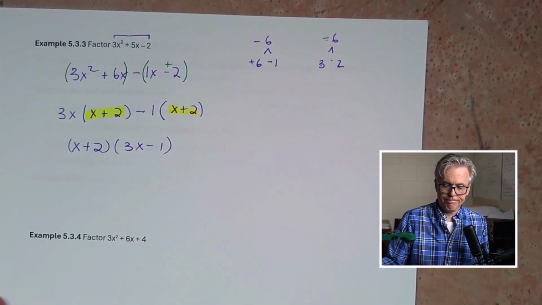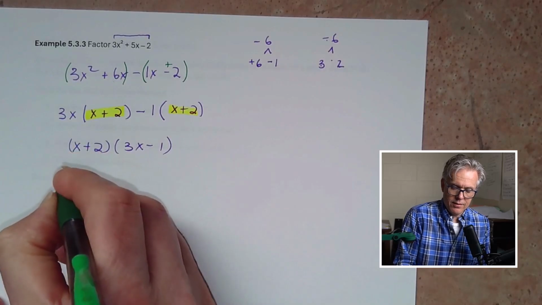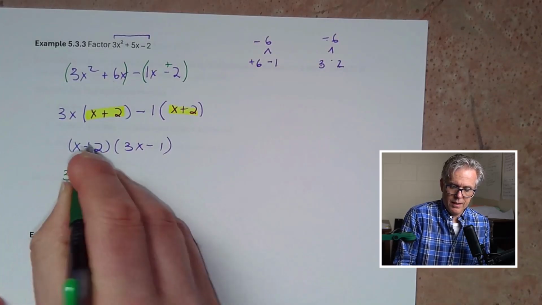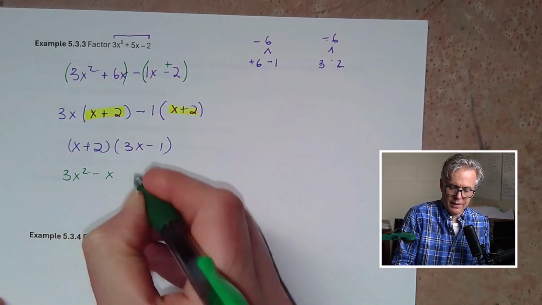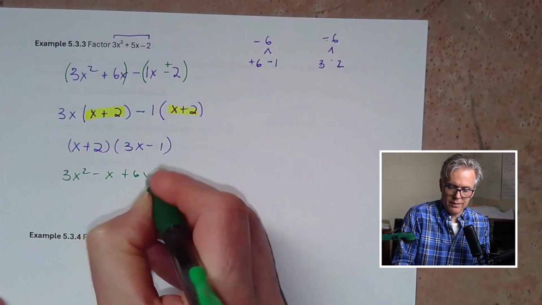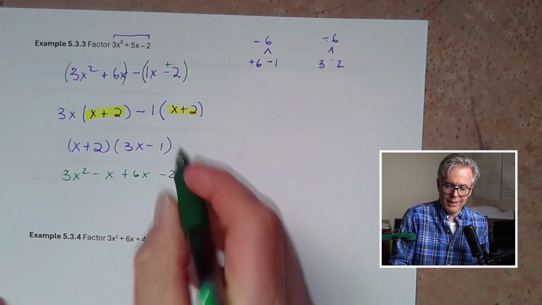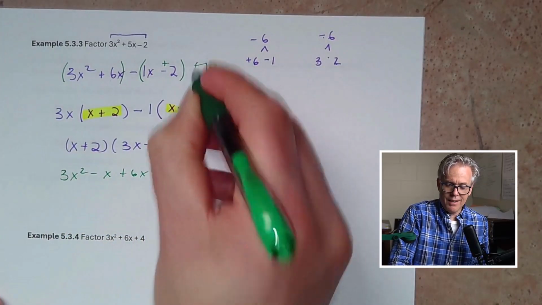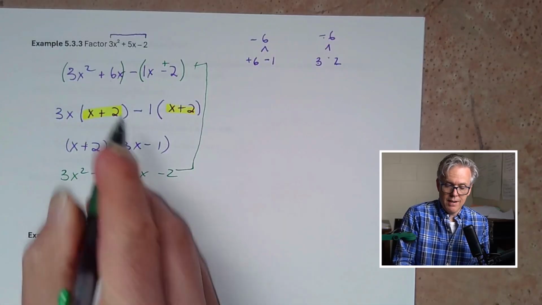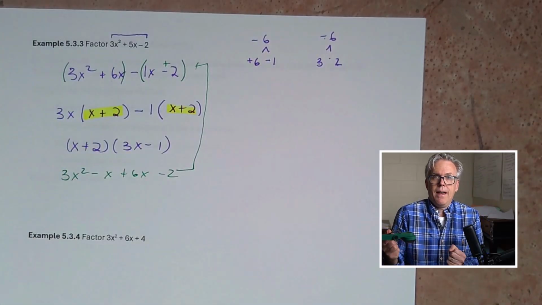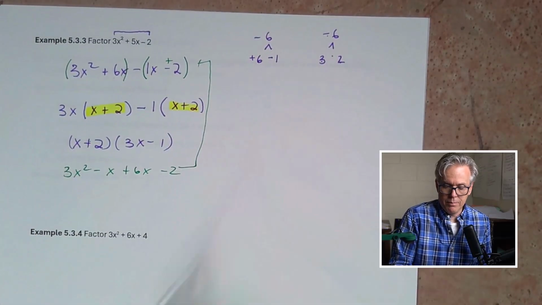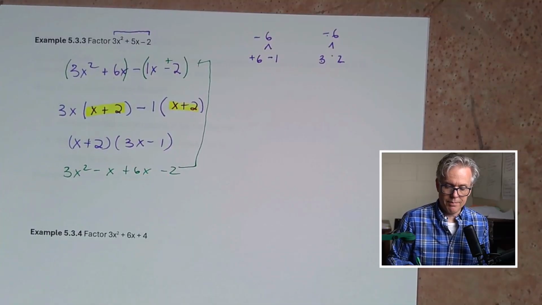We can check that. X times 3x is 3x squared. X times 1 is a minus x. 2 times 3x is a plus 6x. And then minus 2. Again, notice when I check it out, you're going to start to see remnants of my pulling apart those numbers. I get the same thing.